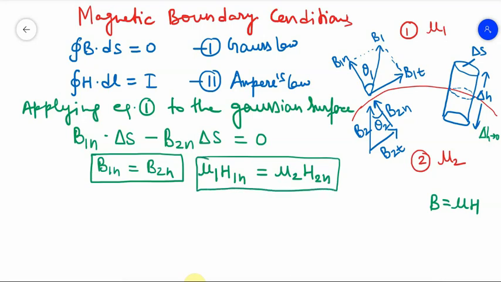So in this way we can have the two relations. The normal component of B is continuous, but the normal component of H is not continuous, that is, discontinuous at the boundary. So here in this case it is continuous. Why continuous? Because it is equal. And here in this case it is discontinuous.